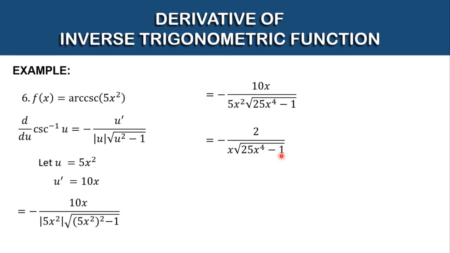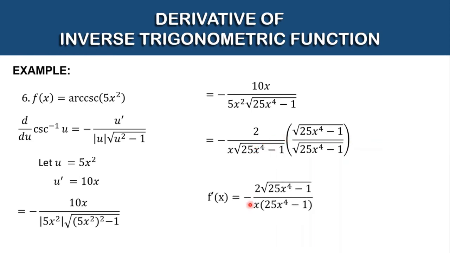Or still, if you want to rationalize this, i-multiply lang natin sila, both numerator and denominator, by square root of 25x raised to 4 minus 1 dun sa itaas at sa ibaba. So, by multiplying, we are going to have negative 2 times square root of 25x raised to 4 minus 1 all over x times the quantity 25x raised to 4 minus 1. And this is the derivative of our given function.